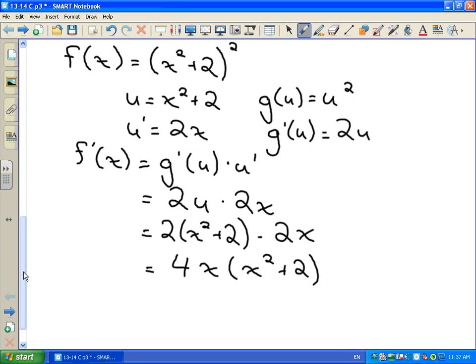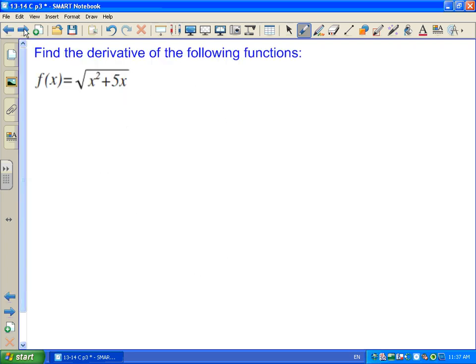Okay, so we've got 3 examples that we're going to go through here. Here's the first one. And for each of these 3 examples, the only instructions are find the derivative of the following functions. So here's our first one. f at x equals the square root of x squared plus 5x. And we want the derivative.